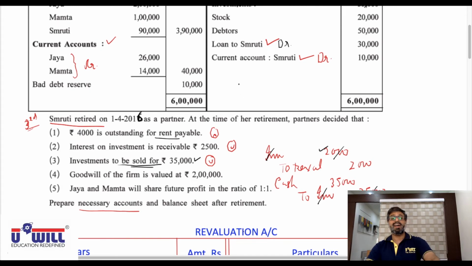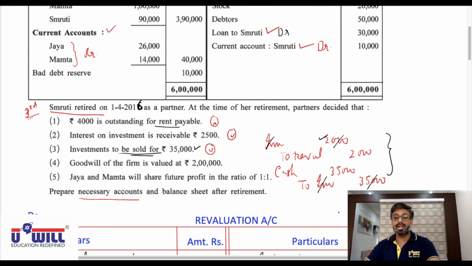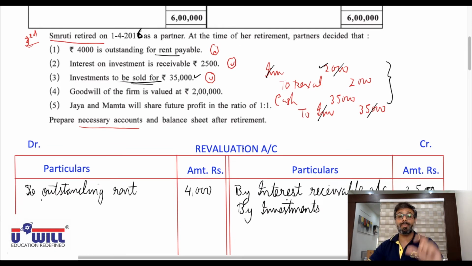Why have I passed two single entries? The reason: in revaluation account credit side, we should not write by cash account. If you pass a combined entry, cash 35,000, to investment 33,000, then to revaluation 2,000, then by mistake in revaluation credit side you may write by cash. But in revaluation credit side you write by investments only. Investments value has gone up by 2,000. Then you sell it for 35,000. So cash 35,000 comes on the asset side, and then to investment means asset, investment account gets closed.